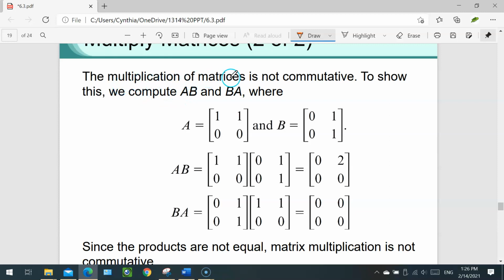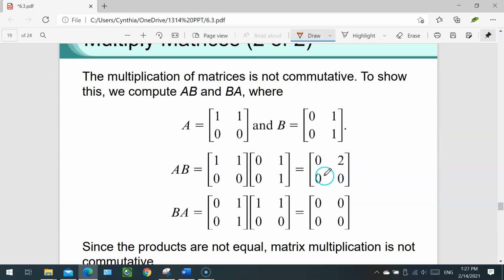The multiplication of matrices is not commutative. That means the order you don't swap. Who stays in the front matters. As you can see here, matrix A is 2 by 2, B is 2 by 2. But when I use matrix A times matrix B, the outcome has 0, 2, 0, 0.